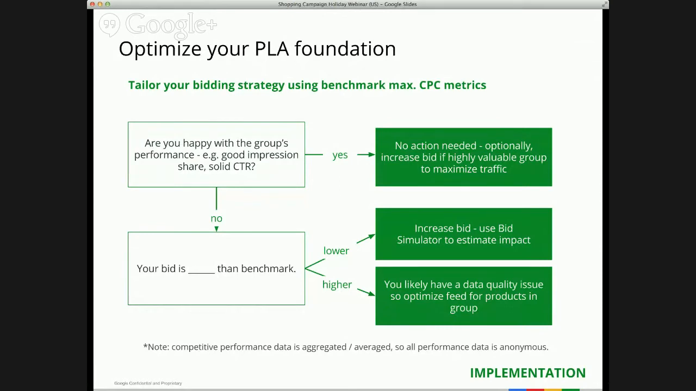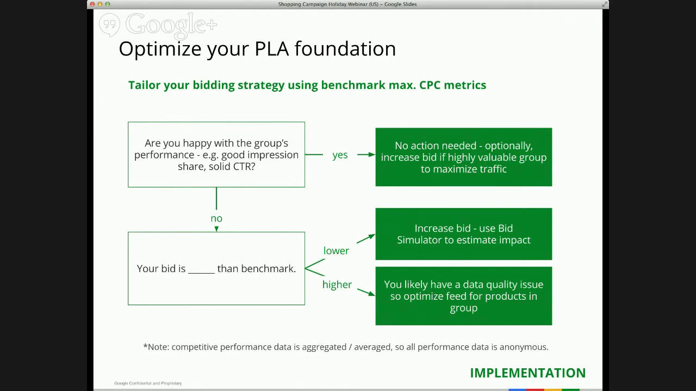If your bid is lower and you're unhappy with performance, this is an opportunity to increase your bid. You can either use your internal tools or you can use Bid Simulator in Google AdWords to see how increasing your bid might uncap some of your traffic and get you more traffic, since you're unhappy with that performance. In contrast, if your bid is actually already higher than the benchmark, increasing your bid is not going to do you much good. You're already bidding higher than competitors on similar products, so there's something else going on.